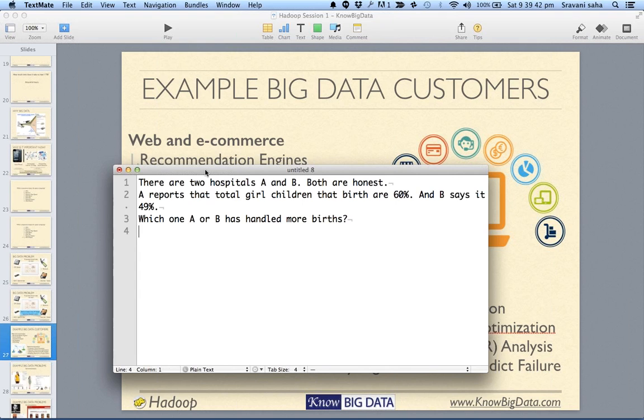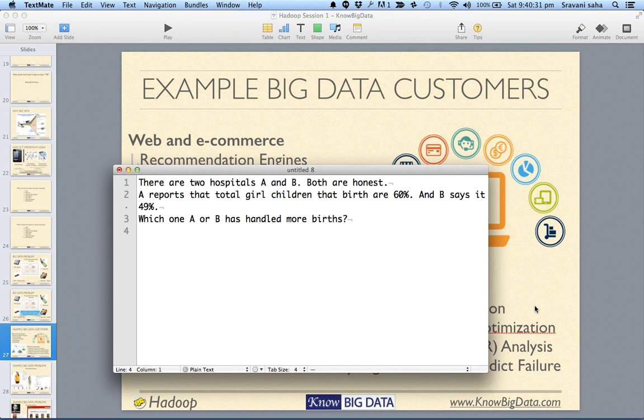So there are two hospitals, A and B. Both are honest. A reports that total girl children that took birth are 60% of total births. And B says it's 49. Out of 100 children that took birth, 49 were girl children. So which one do you think has more number of births? A or B? Which one has more number of cases? Sanjay says B because that is closer to 50%, so more volume. Yeah, cool. Thank you Trilok, thank you Sanjay, and thank you Vikas.